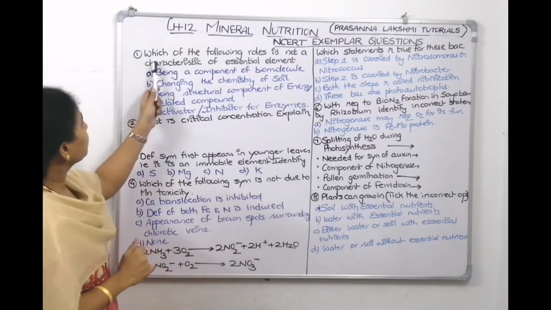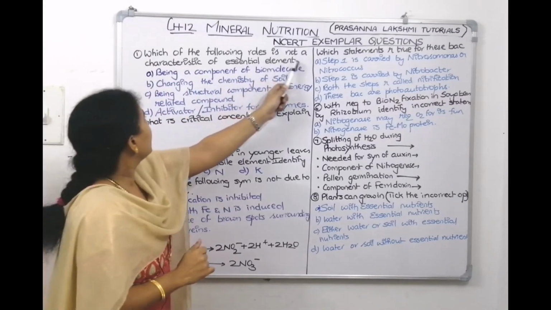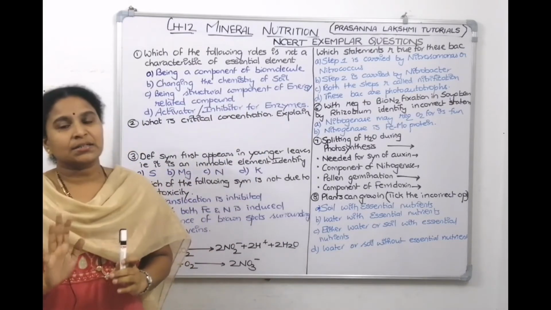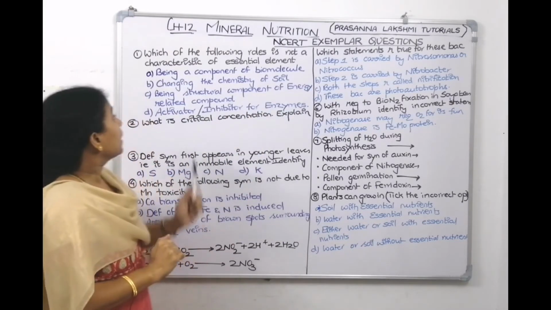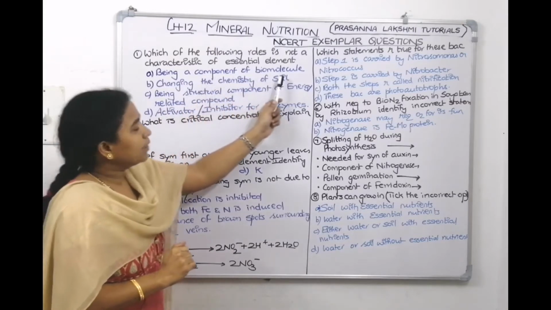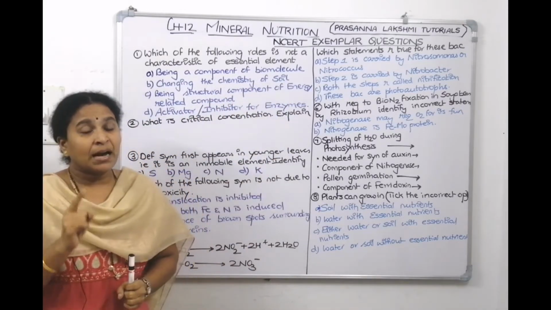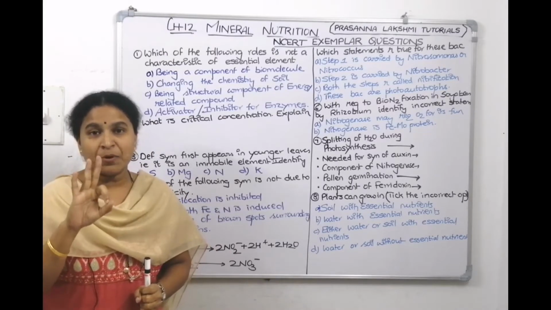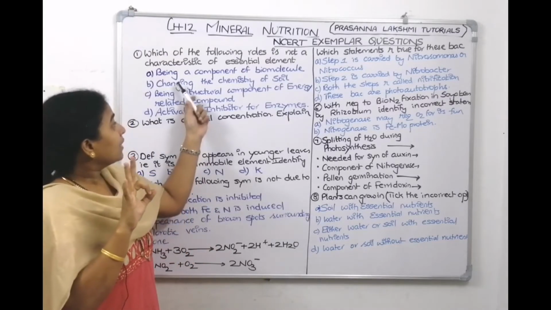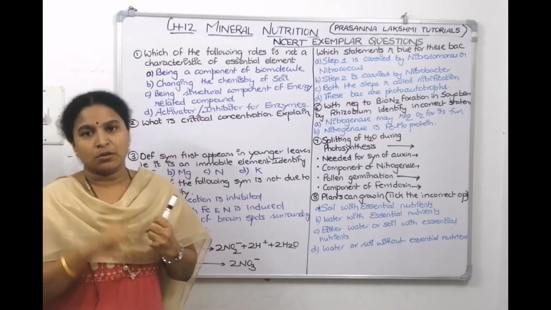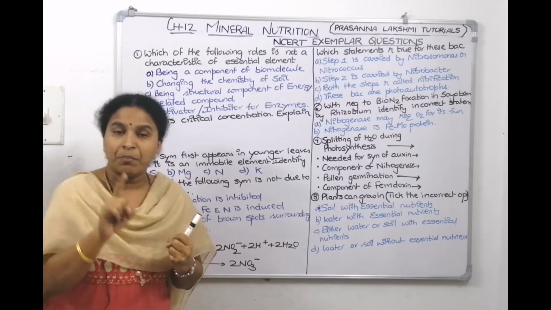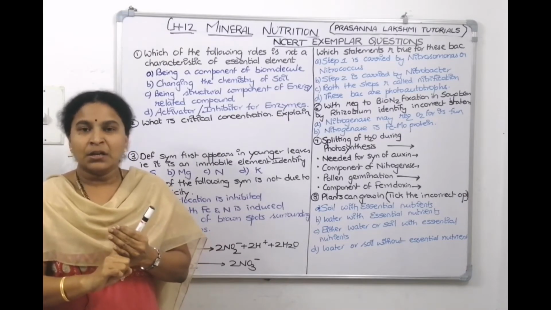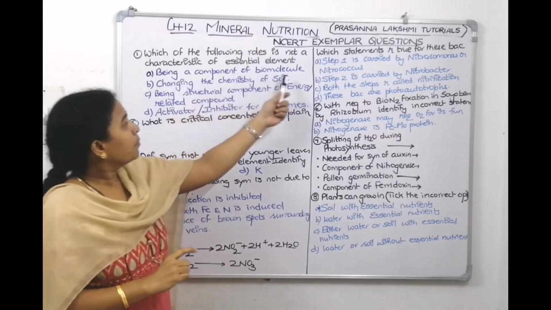Now the first question, which of the following roles is not a characteristic of essential element? Which is not a characteristic of essential element, they asked. Now, being a component of biomolecule, do you remember Arnon and Stout proposed criteria of essentiality? They have given 3 points, right? So they told that it should be a component of a biomolecule. Essential element should be a component of a biomolecule. Carbon, hydrogen, oxygen, nitrogen, sulfur, like that. So it should be a component of biomolecule.